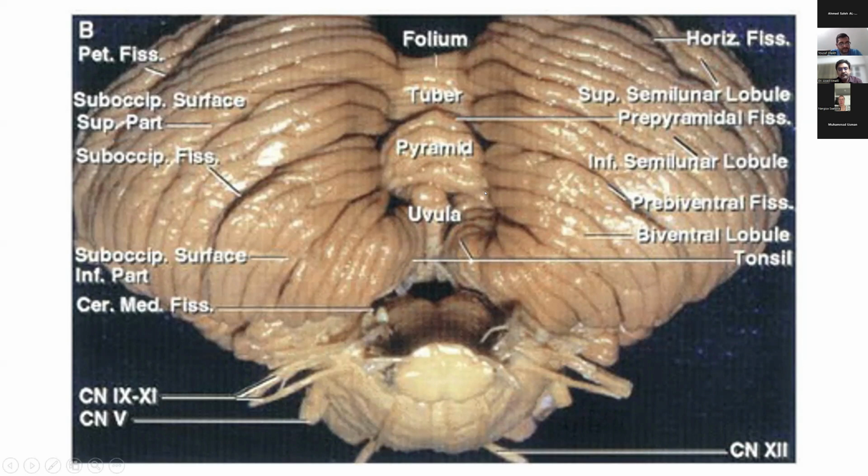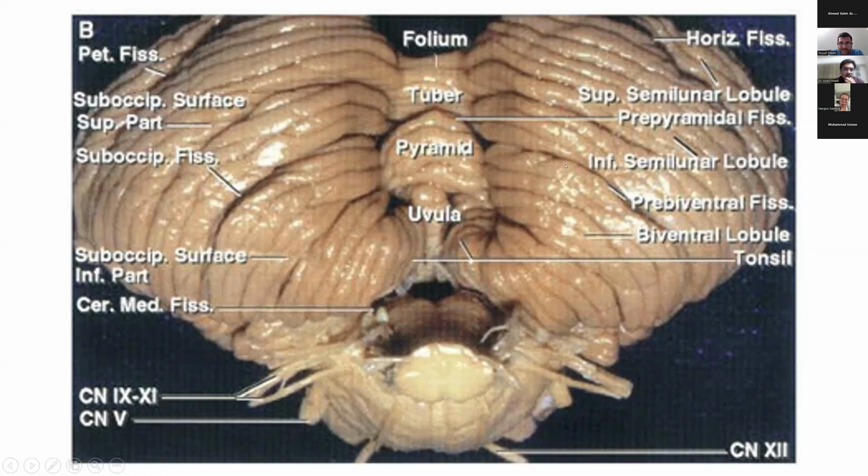Inferiorly, if we continue to go down, then this posterior cerebellar incisura opens into the vallecula cerebelli, which drains into the fourth ventricle via the foramen of Magendie. Similarly, each part of the vermis has a corresponding representative hemispheric structure. So the folium correlates to the superior semilunar lobule, the tuber correlates to the inferior semilunar lobule, the pyramid correlates to the biventral lobule, and the uvula correlates to the tonsillar portion.